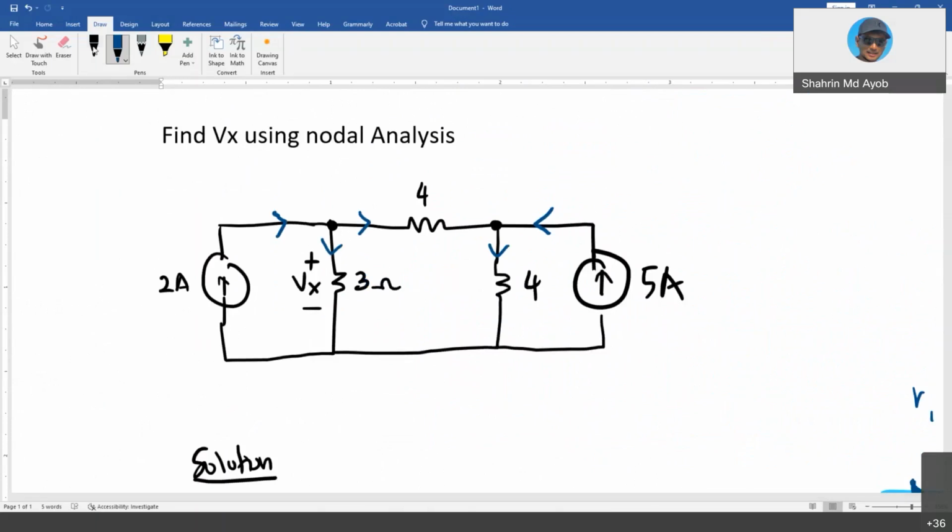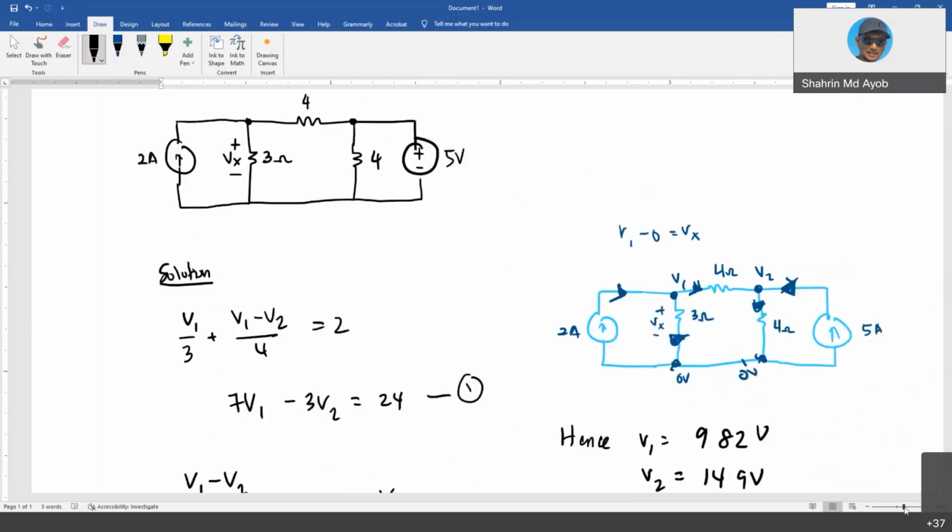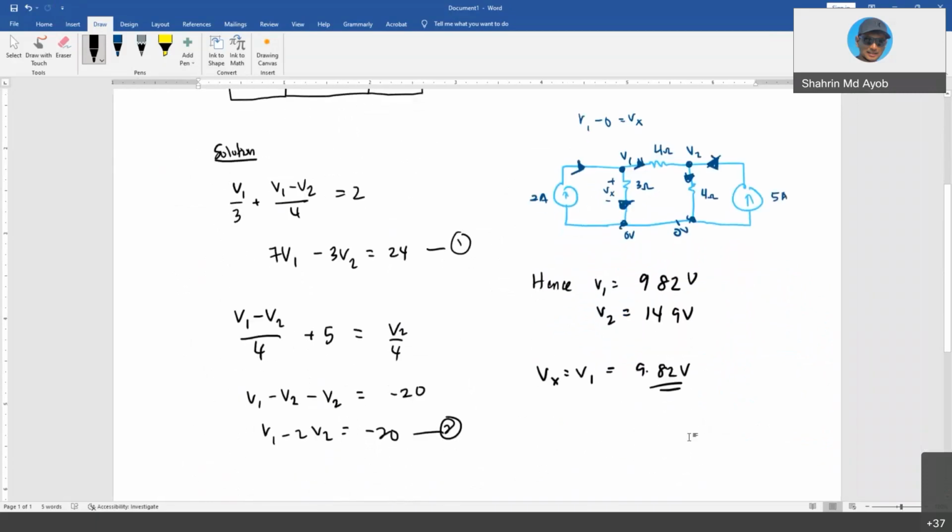Now I want to ask you, what happens when the current source here is replaced with a voltage source, which is 5 volts? Let me clean up this.